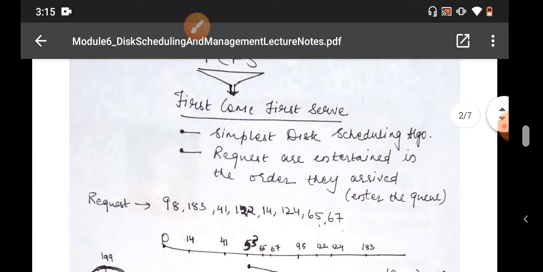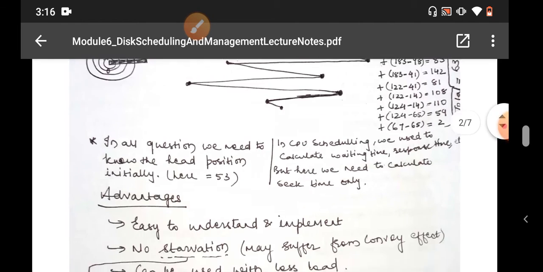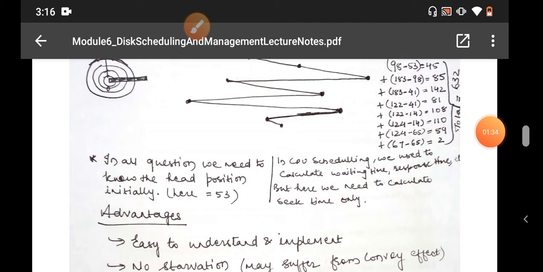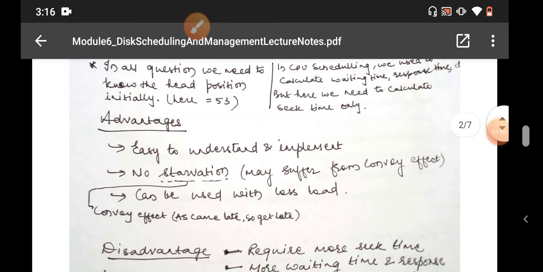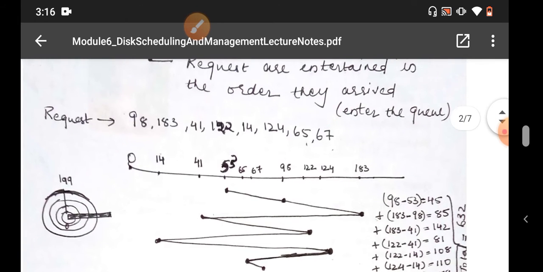FCFS is the simplest form of algorithm, which says whichever request comes first will be served first. Quite good, simple and easy to implement, but there is a problem. No, actually I should say it's the convoy effect. No starvation. Why is it written no starvation? You'll be thinking, let's take an example to understand this.